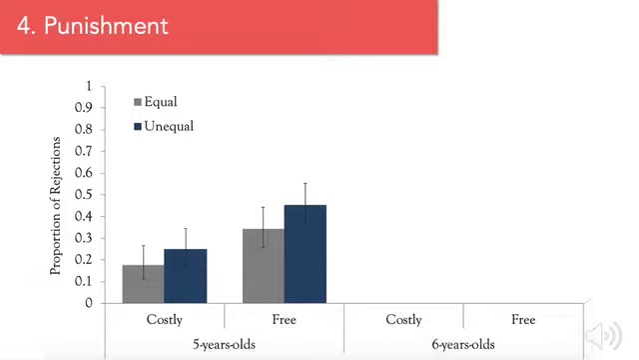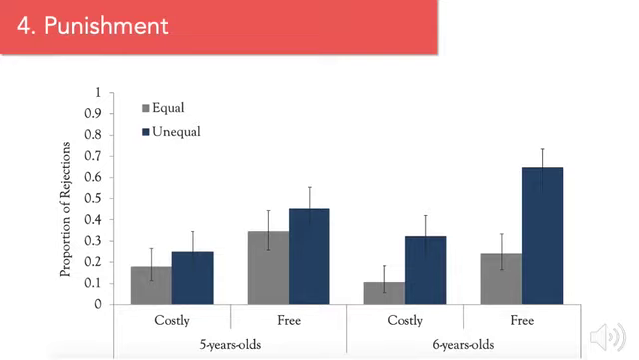For the 5-year-olds, they did not observe a difference in rejection rates for equal and unequal allocations. They didn't observe a difference between unequal and equal allocations in the costly condition, when it was costly to punish, or in the free condition, when there was no cost of punishing or accepting.